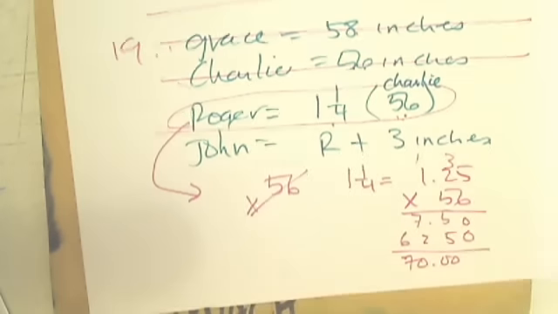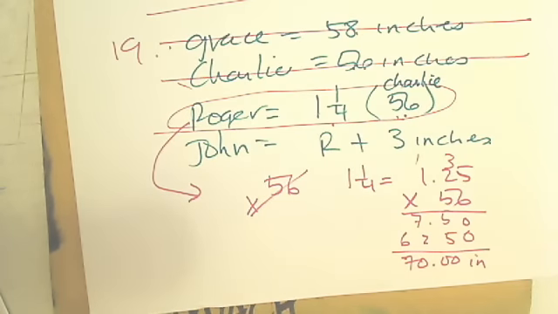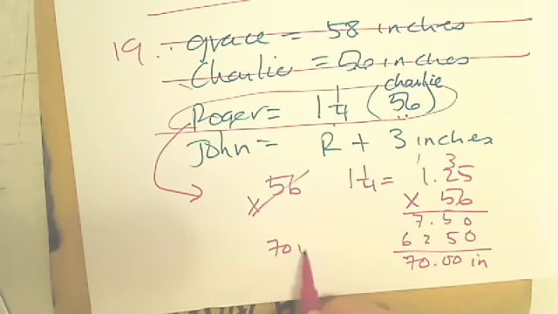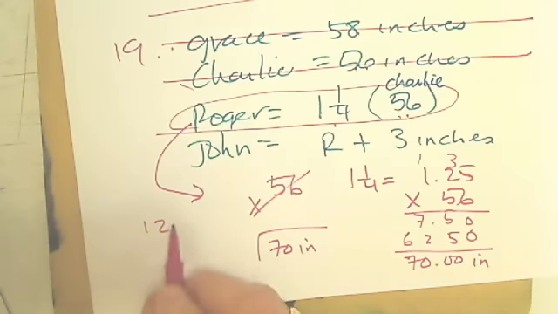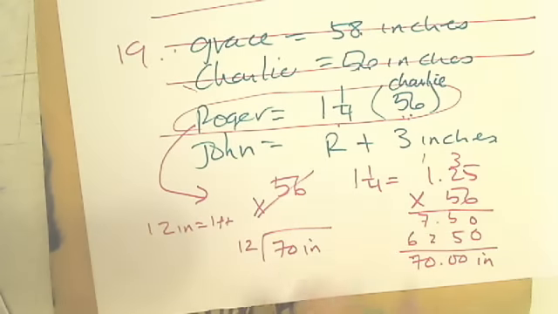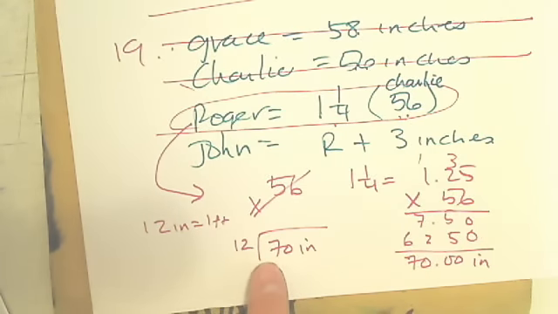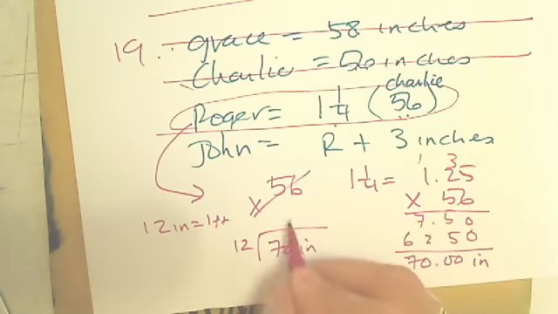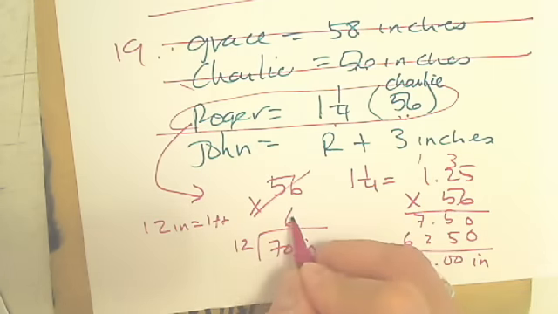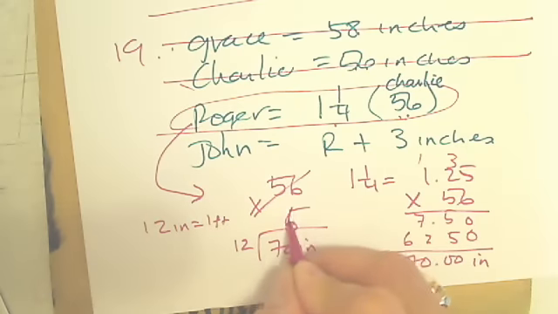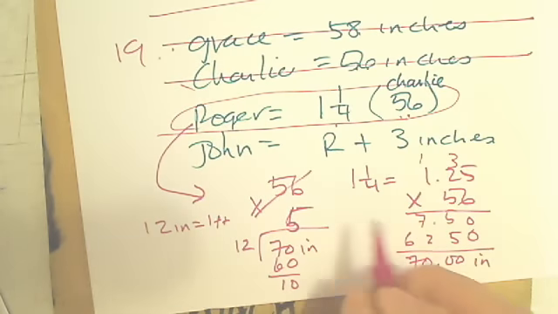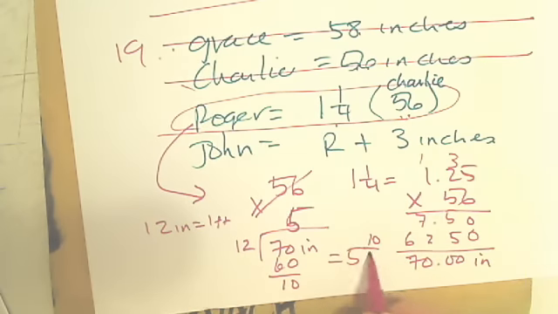He's 70 inches tall. What is that in feet? There are 12 inches in a foot. 12 goes into 70 about 5 times. That'd be 60. Subtract 10. Okay, so we know that Roger is 5 and 10/12, or 5 and 5/6.